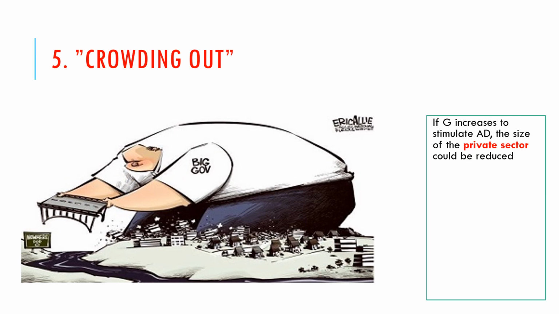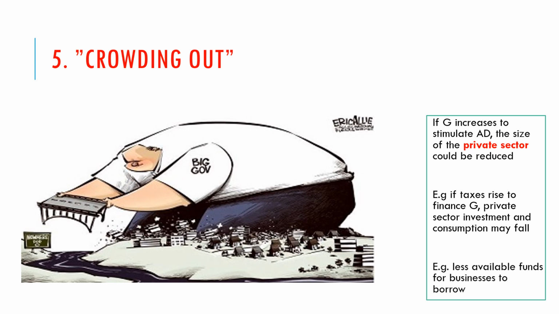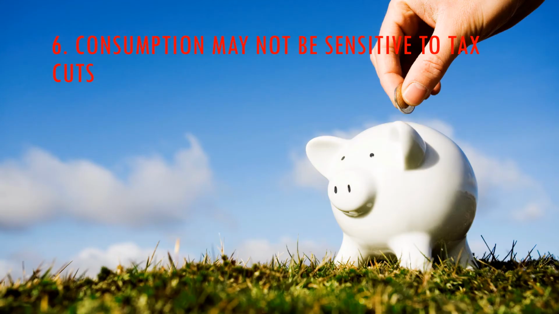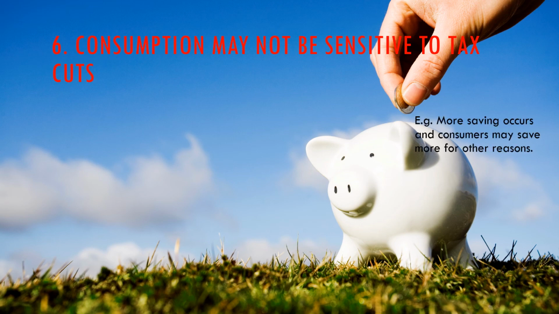This may mean that there is less money left for private sector businesses to use, or if taxes rise to finance more government spending, then there's maybe less private sector investment and consumption. So what can happen is that by governments doing projects, they can crowd out, make it harder for private sector businesses to succeed. Number six is that consumption may not be sensitive to tax cuts, so cutting tax may not encourage consumption if consumers are saving more for other reasons, perhaps a lack of confidence in the economy.